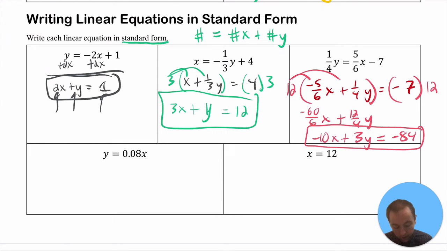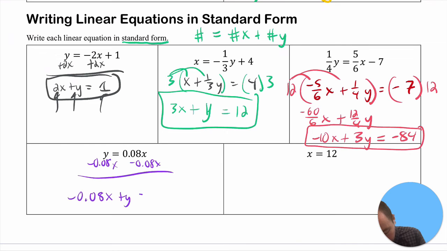And then in the bottom row right here, if you get your x's and y's on the same side, so if you subtract, say, 0.8x from both sides, then you're going to end up getting negative 0.08x plus y equals, and that's just going to equal 0. And that's totally fine. It's just now you can't have any decimals, right? Because that's not an integer.